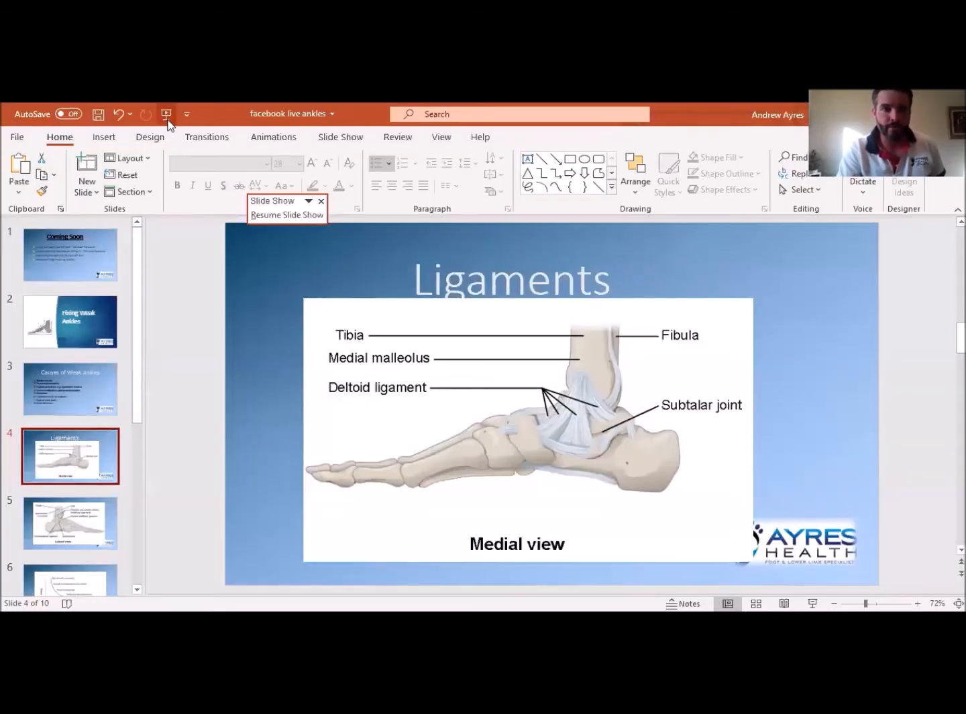Next bit, let's have a look at the next bit. Okay, so I've not got a model of this, but this is the... where's my pointer gone?